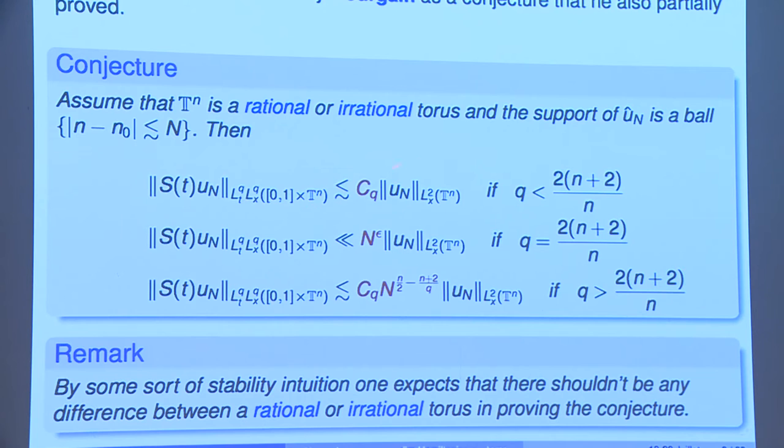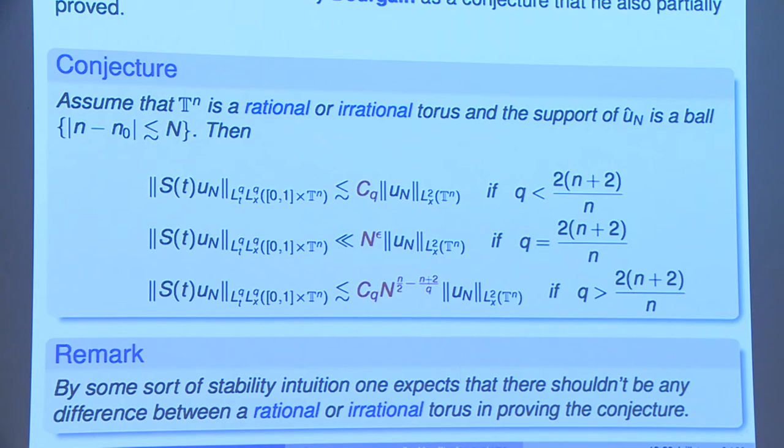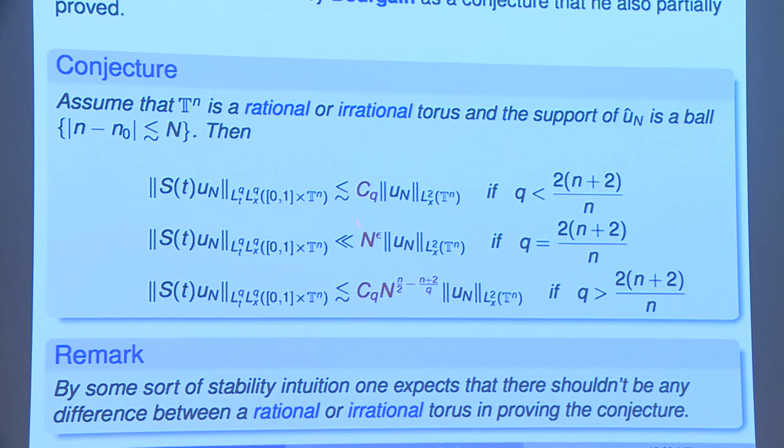And then what you see here on the right-hand side is the L2 norm. Why the L2 norm? Well, the L2 norm is very important for the Schrödinger equation. It's actually invariant. It's one of the invariant norms for all quantities for the Schrödinger equation. So you want to measure via that. And what you see here in red is how much you might lose in doing your estimate.